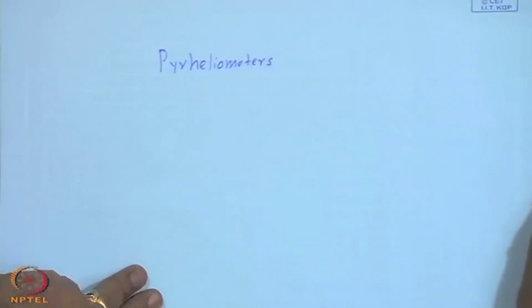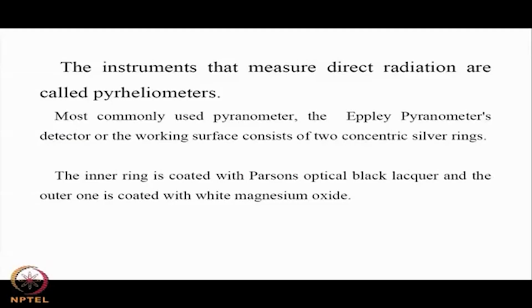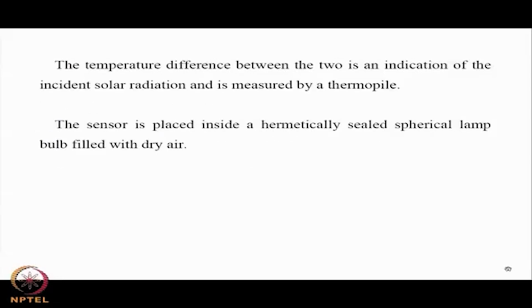Most commonly used pyranometer is the Eppley type of pyranometer, and detector or the working surface consists of two silver rings. We will come to the details along with the pictures. The inner ring is coated with Parsons optical black lacquer and the outer one is coated with white magnesium oxide. This produces a temperature difference between the black coated being at a higher temperature and the brightly polished material being at a lower temperature, and the temperature difference is measured by a thermopile, which is connected to a measuring device like a microvoltmeter or a millivoltmeter.